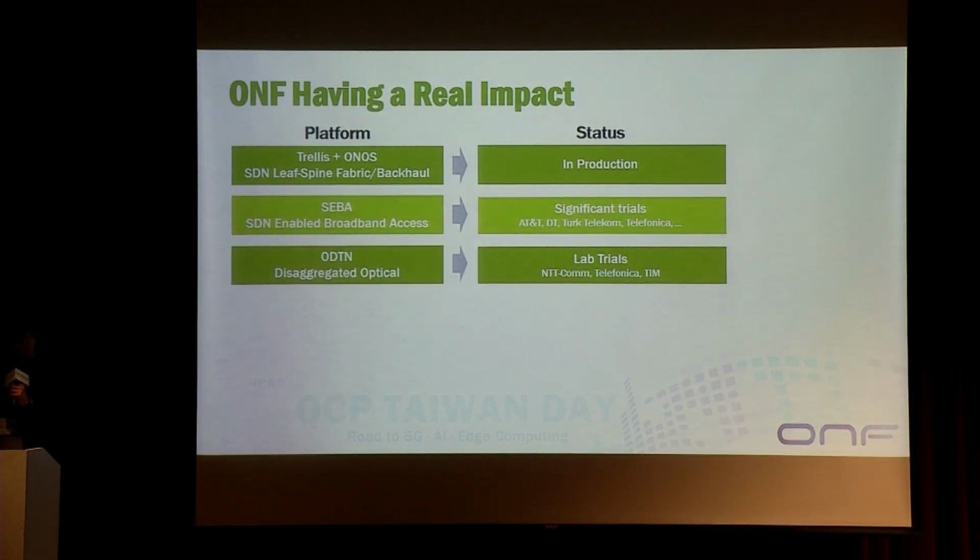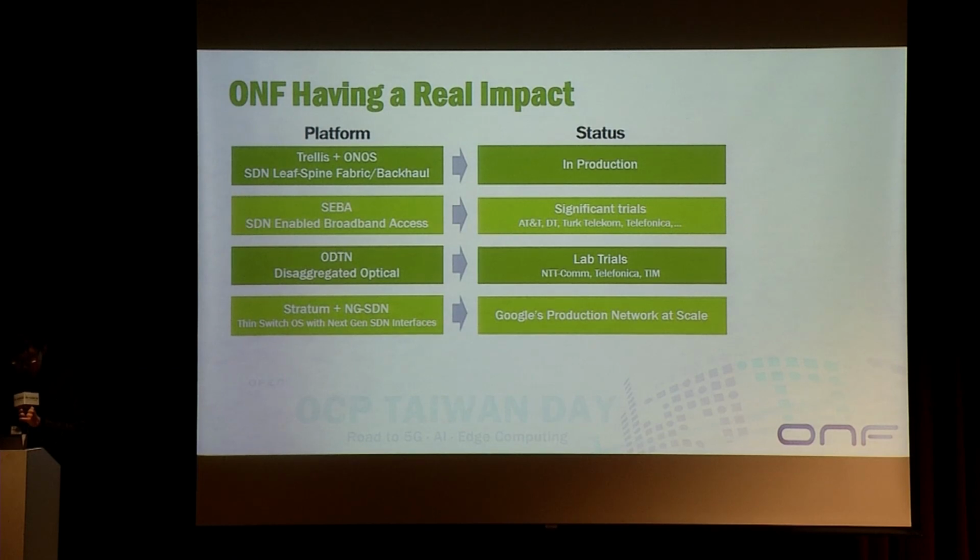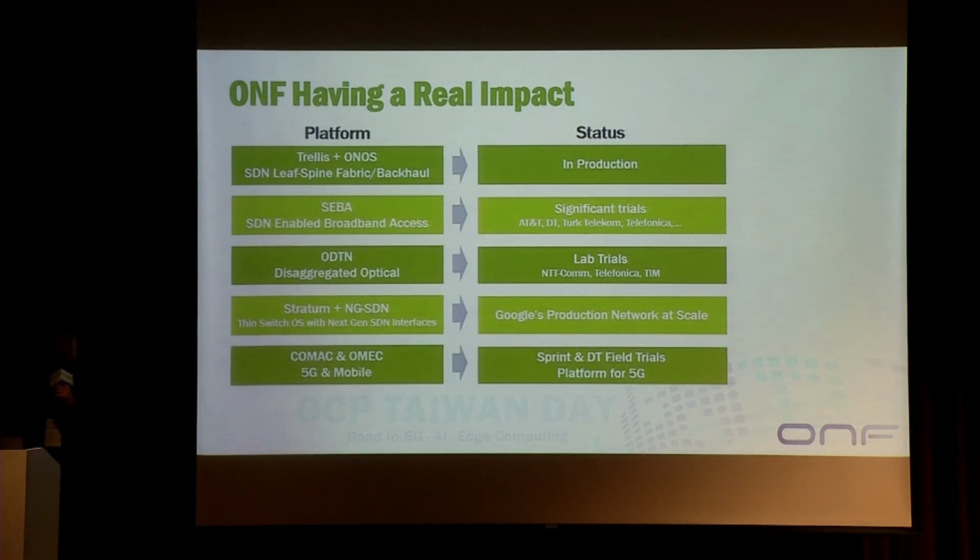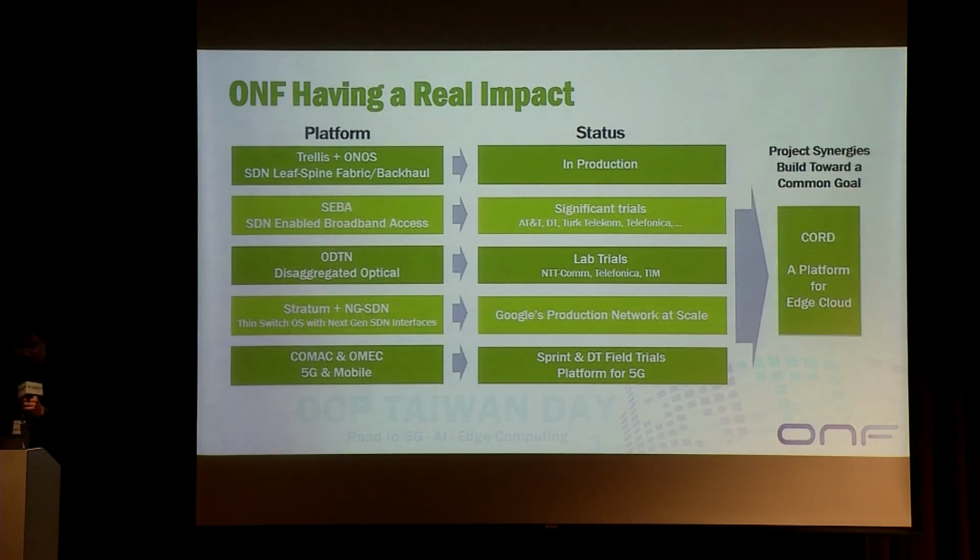For ODTN, we also have lab trials with NTT Communications, Telefonica, and Telecom Italia. And Stratum and NG-SDN: Stratum is actually a project started by Google, so Google already uses that in production in their network at scale. COMAC and OMEC are just getting started. They're newer compared to other programs, but we also have Sprint and DT doing field trials. And CORD is a big umbrella project that covers all of these.